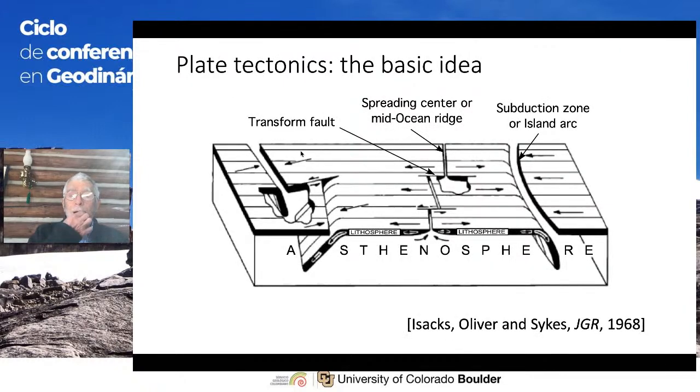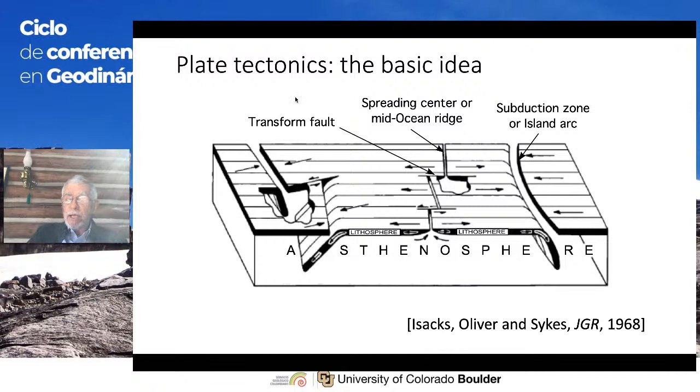Okay, so I wanted to start with a basic introduction to plate tectonics. And my goal here, since most of you know plate tectonics, my goal is to show this from the point of view of why it was difficult to find plate tectonics, where the mistakes were made, and how the mistakes, once they were solved, helped us.